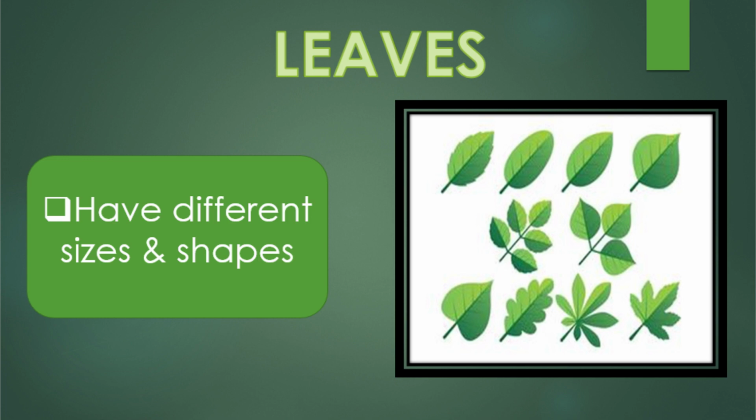We all know that different plants have different sizes and different shapes of leaves. If we talk about the cactus, it has leaves in the form of spines. If we talk about the plants that grow in the rainforest, they have large leaves. There are few desert plants that have few numbers of leaves. It means that different plants have different sizes and shapes of leaves.